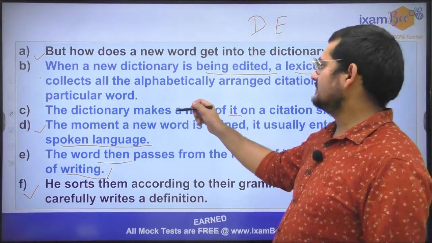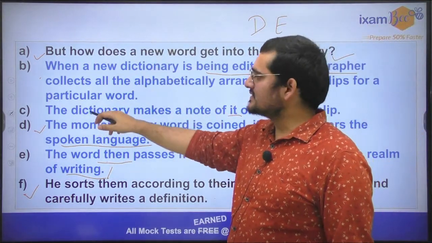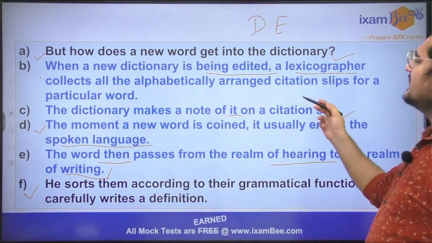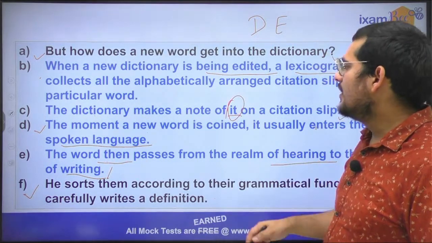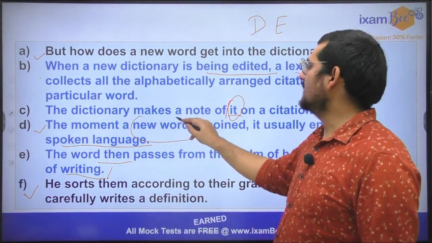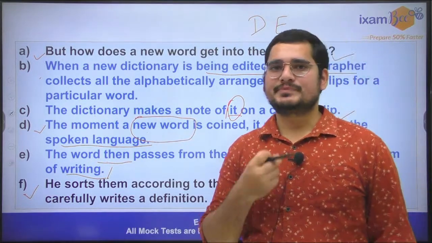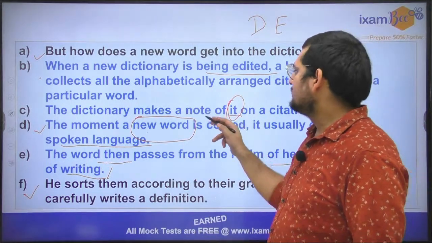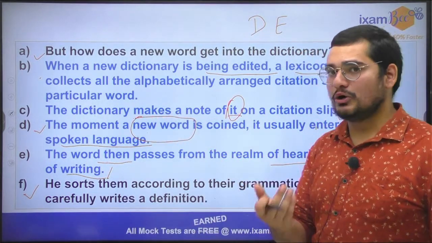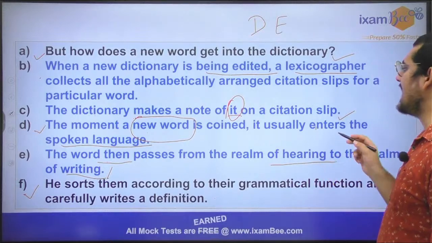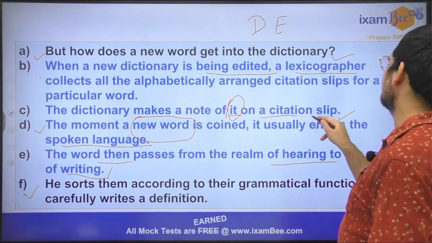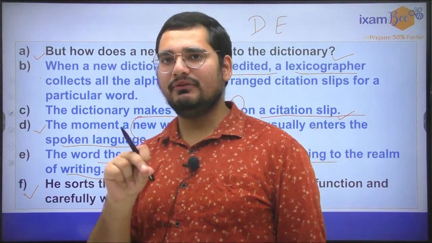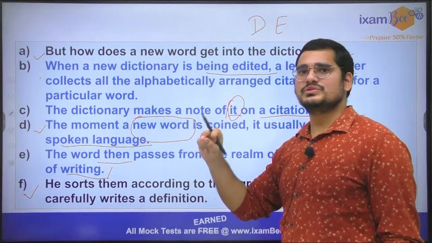लेकिन यहां पर ये थोड़ा सा बात की बात है. इससे पहले हम इस सेंटेंस को देखते हैं. The dictionary makes a note of it on a citation slip. जब आप इसको पढ़ते हैं तो हमें ये पता चलता है कि इट जो यहां पर है वो आपका ये वाला वर्ड है, जो सबसे पहले आपके स्पीकिंग में यूज होता है, then it is used in your writing, and then what happens after that, the dictionary makes a note of it, the dictionary observes it, it makes a note of it, and then it is on its citation slip. फिर वो उसके citation slip में reflect होता है. That means उस dictionary में वो reflect होता है.